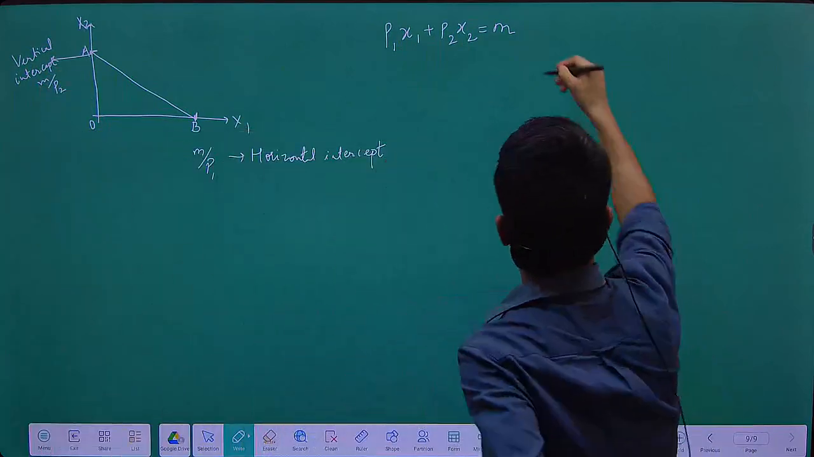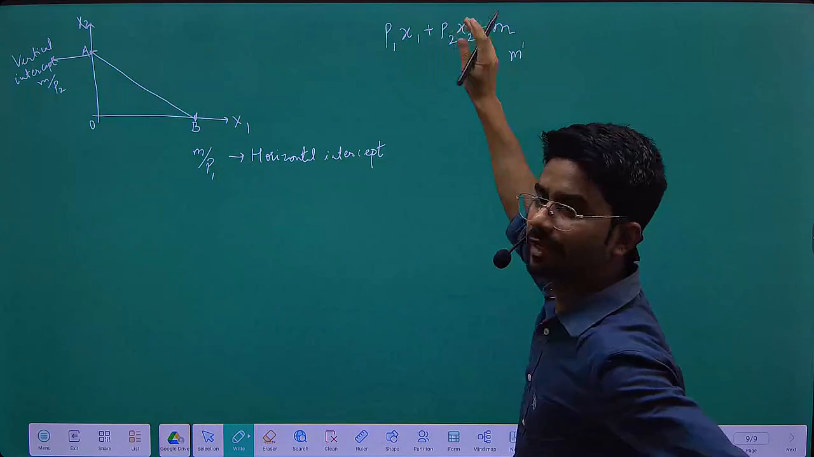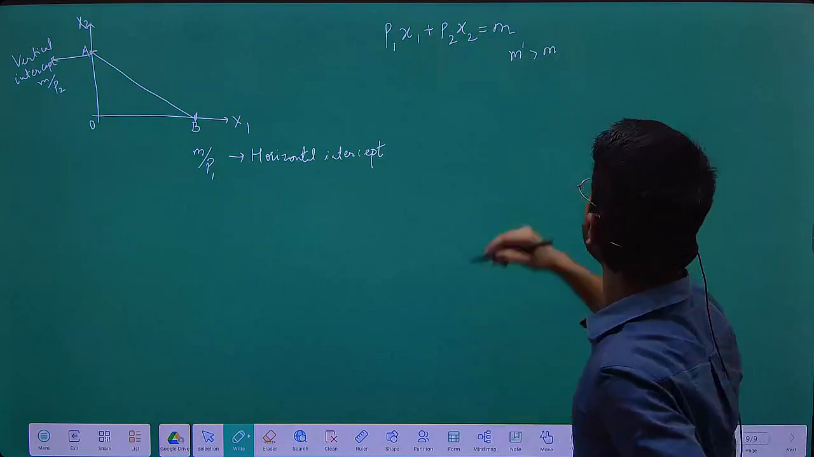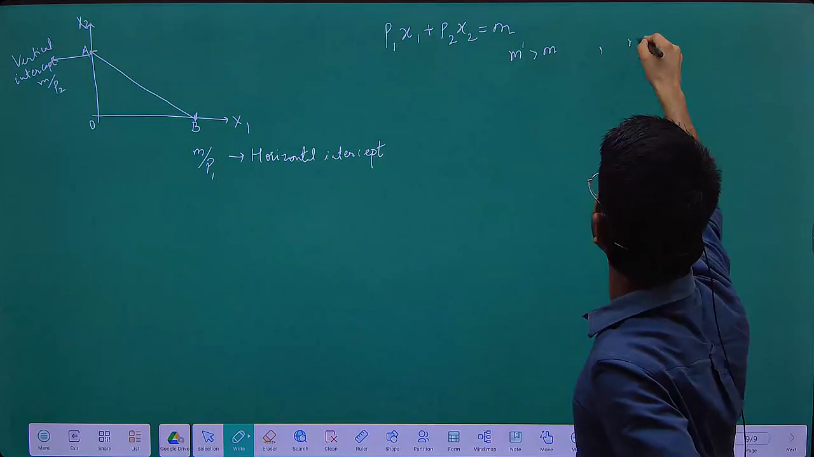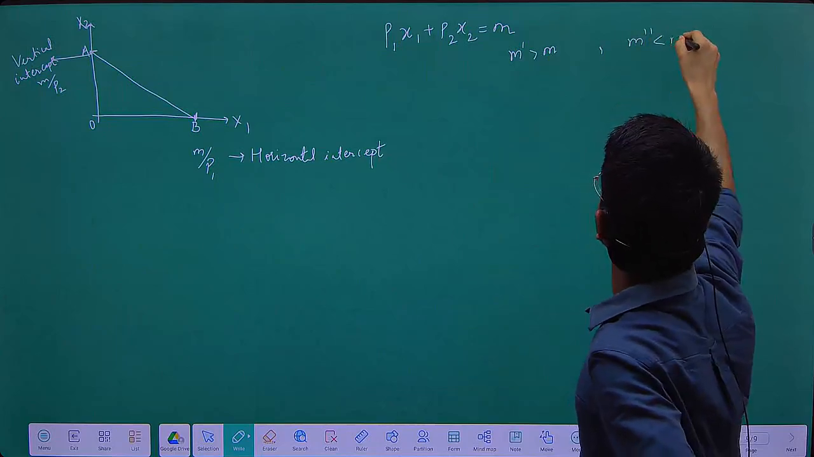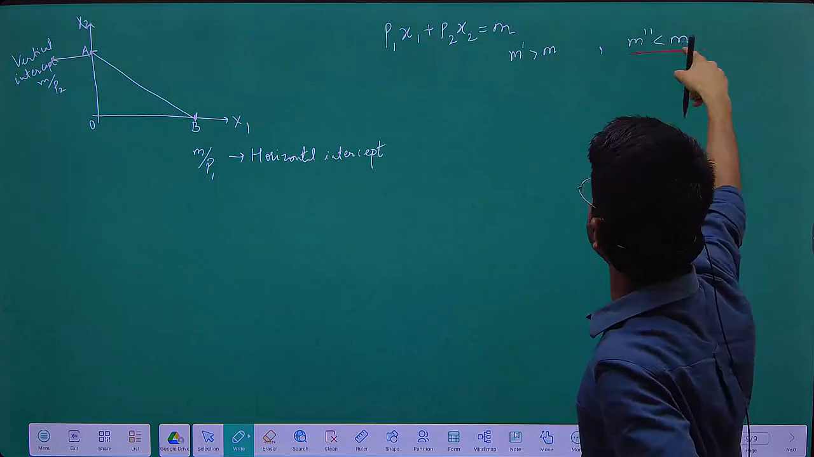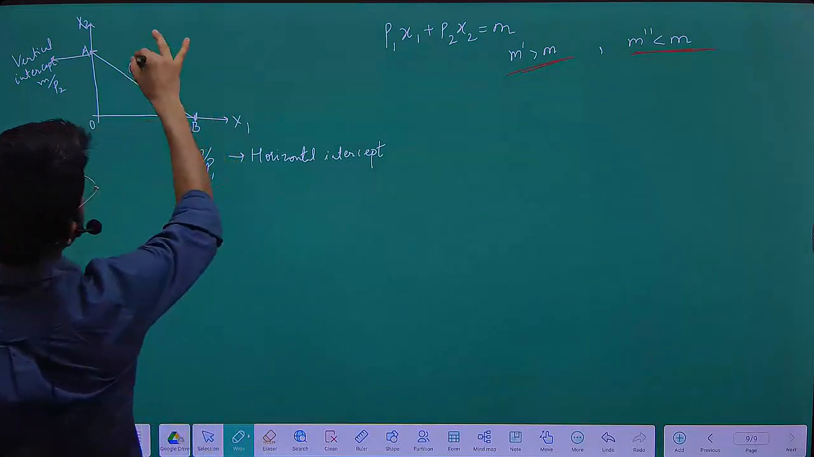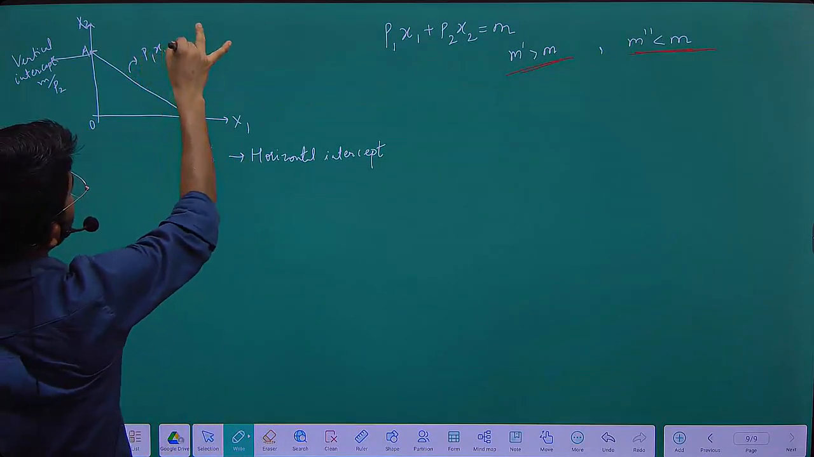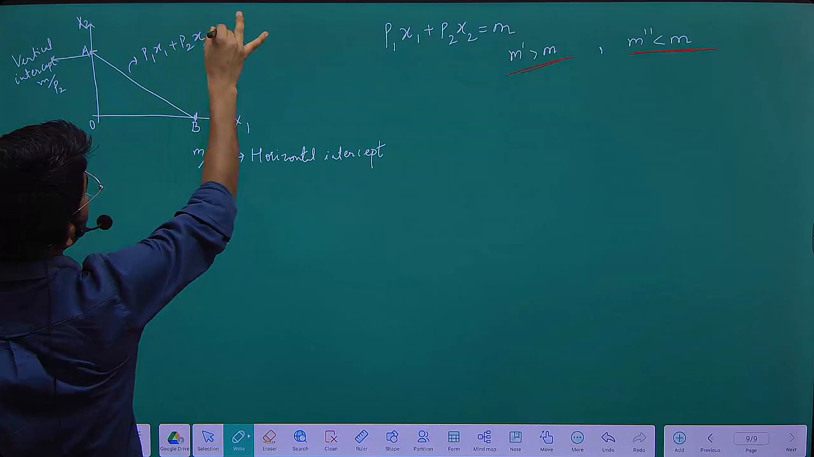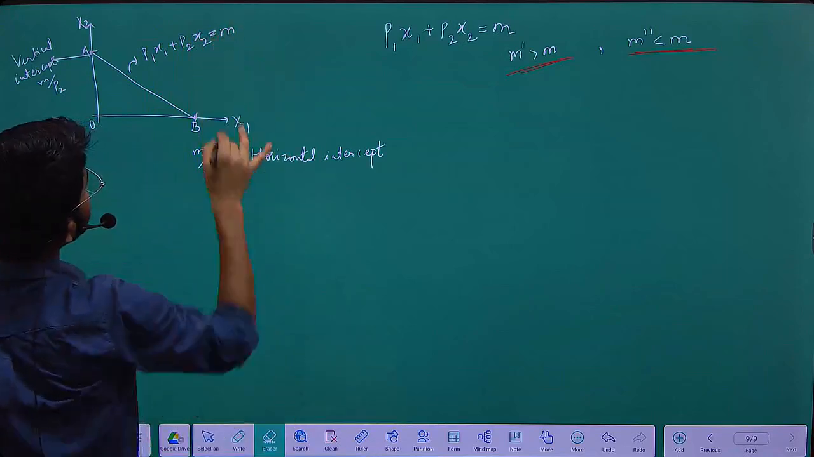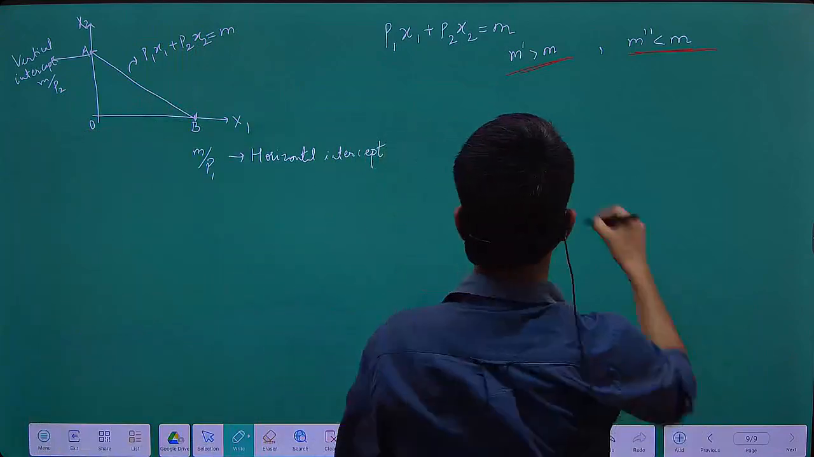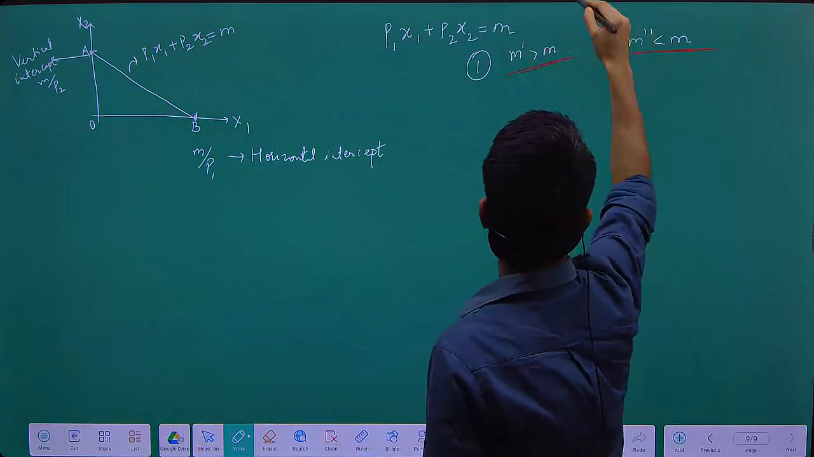Now just think, if we have an increase in the money income, in that case M dash is greater than M. We also check another case when you have M double dash being less than M. That means here the money income has fallen, and here the money income has increased. And this is the budget line representing P1 x1 plus P2 x2 equal to M. So this is the original budget line. So you have two cases, first case and second case.